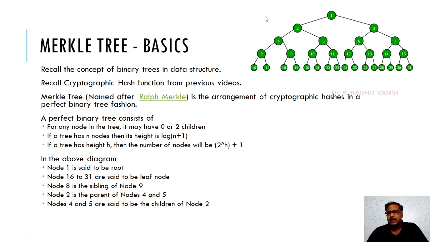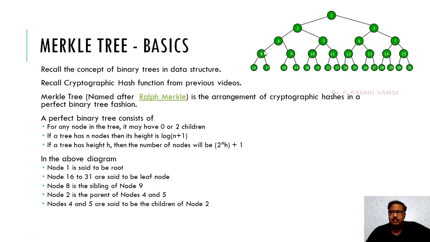Height here means levels. For example, 1 is the root node, which is at level 0. 2 and 3 are at level 1, and 4, 5, 6, 7 are at level 2. Next, 8, 9, 10 up to 15 are at level 3, and 16 to 31 are at level 4. That is 1, 2, 3, 4, 5 levels. This is the height, you can say.